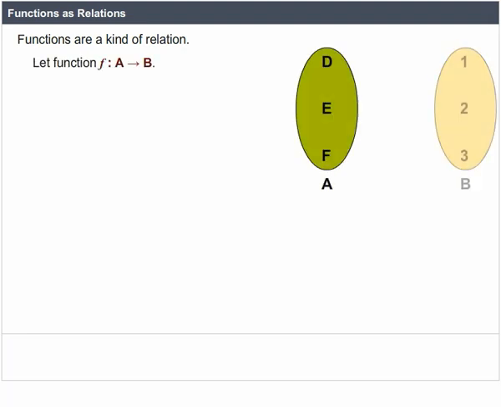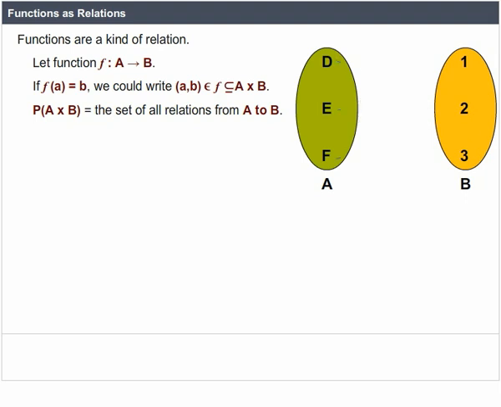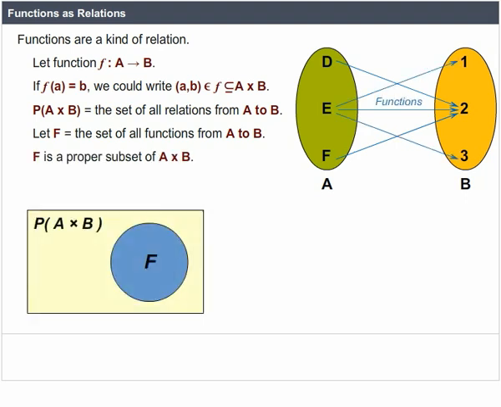Functions as relations. Functions are a kind of relation. Let function f from A to B. If f of a equals b, we could write (a, b) belongs to f, a subset of A cross B. The power set of A cross B equals the set of all relations from A to B. Let F equal the set of all functions from A to B. F is a proper subset of the power set of A cross B.